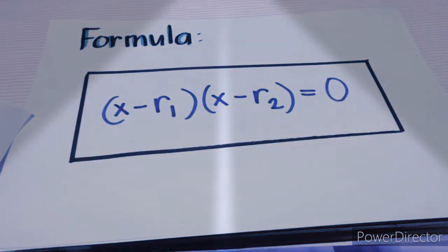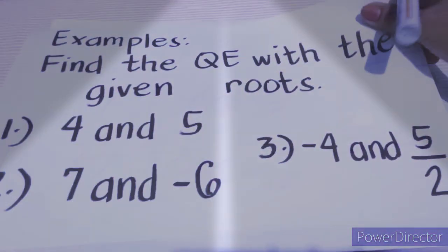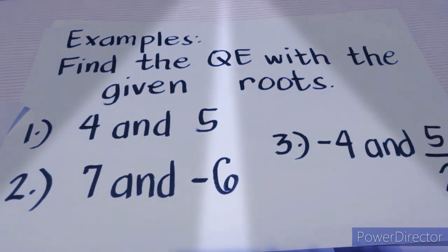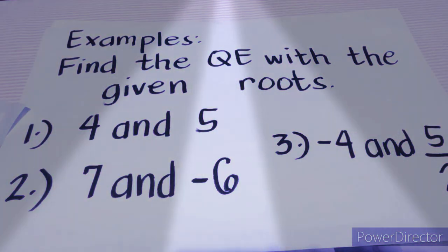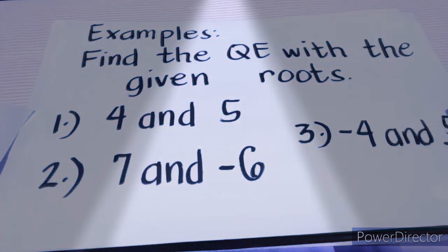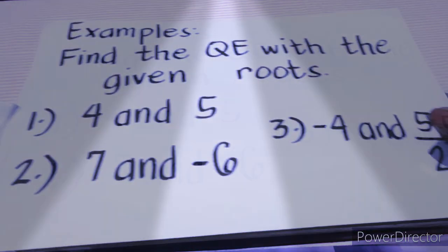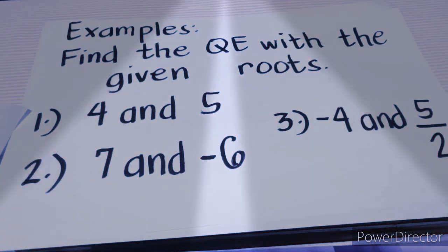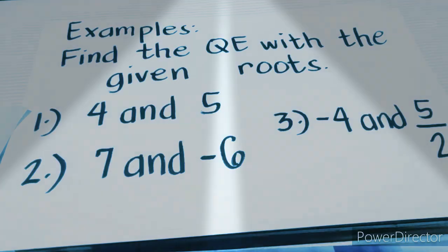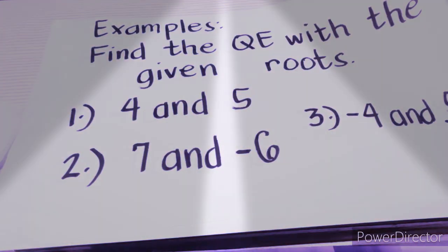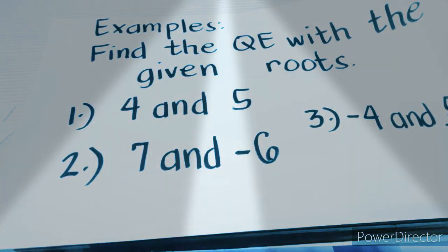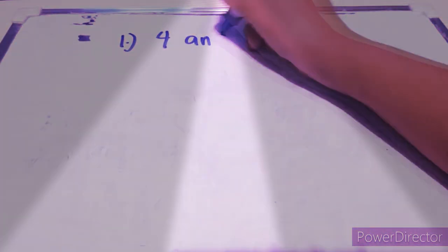So we have the following examples. Find the quadratic equations with the given roots. We have 4 and 5, 7 and negative 6, and negative 4 and 5/2. So we'll have the first one, 4 and 5.